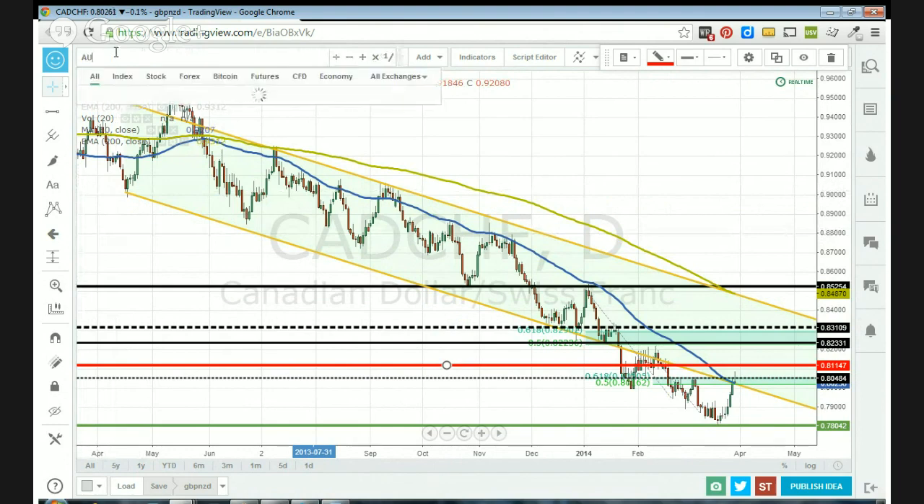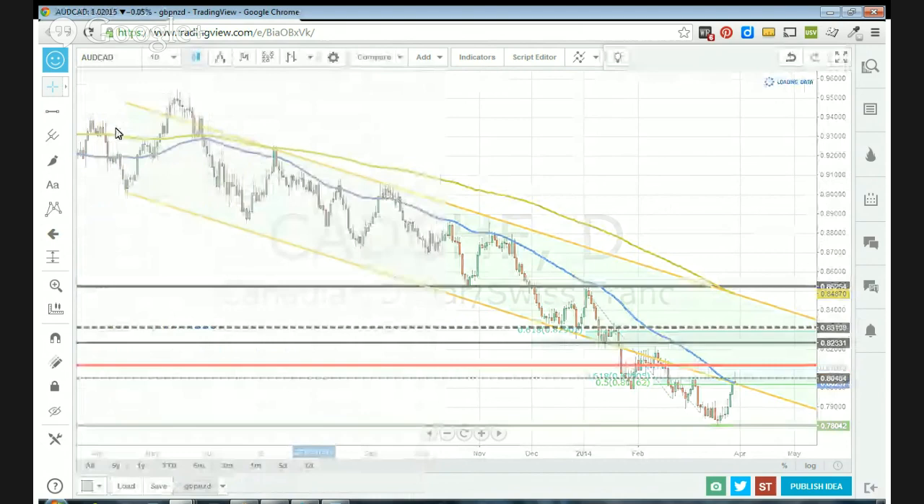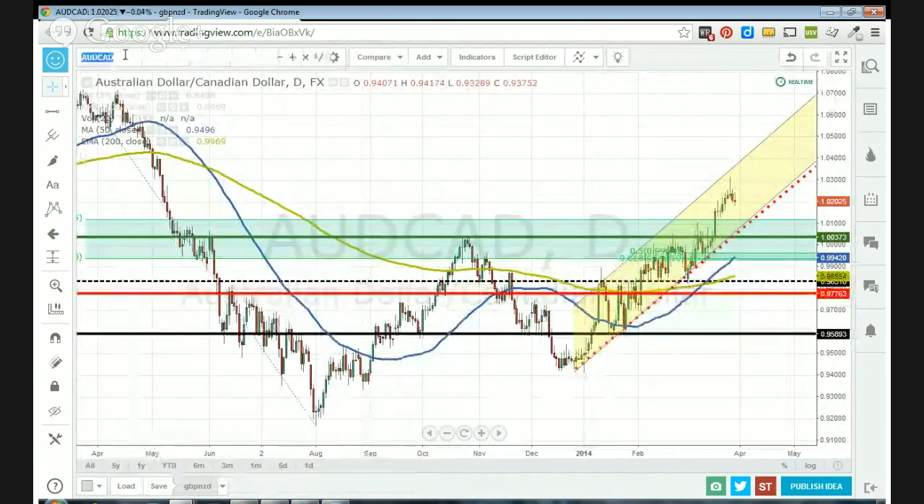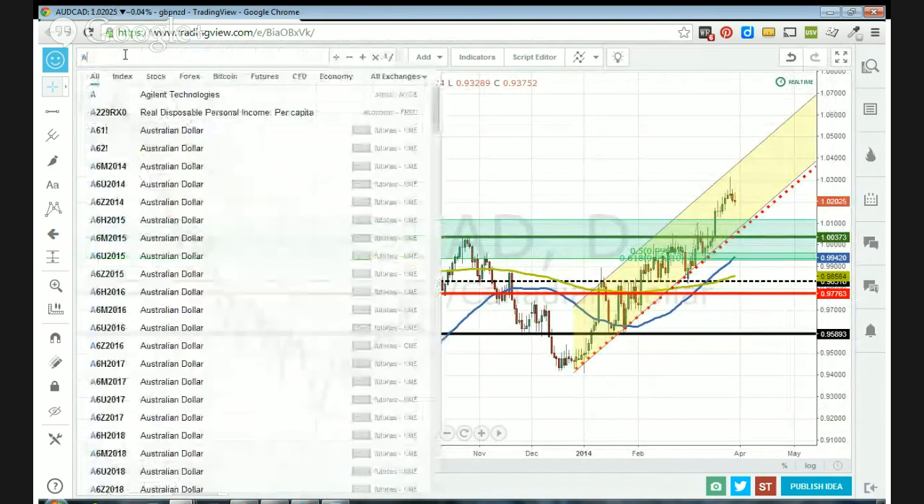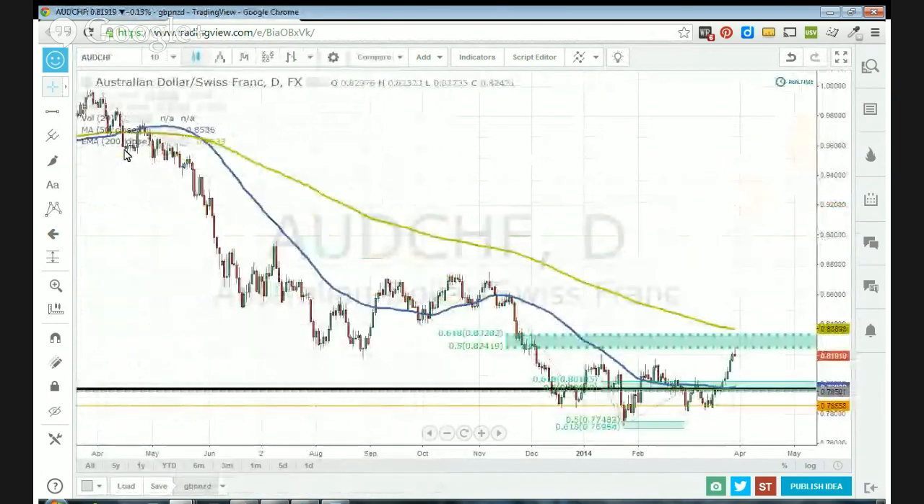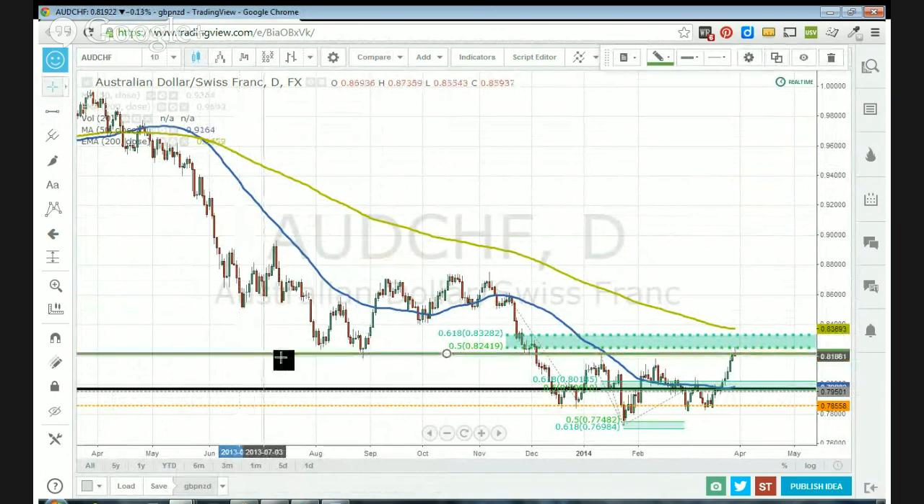Let's go through the Australian dollar. Aussie Canada. Nothing here. Let's see if we can get a pull back to the top of that channel. Australian dollar has started to reverse, so that's interesting. Aussie Swiss. Yep. There's another trade here. I could short the... Hmm. Part of me thinks this is a really good trade to take.